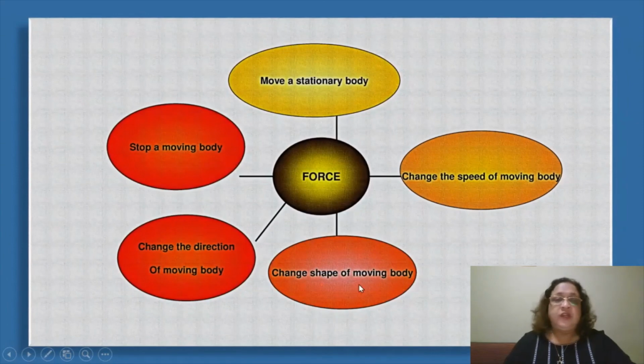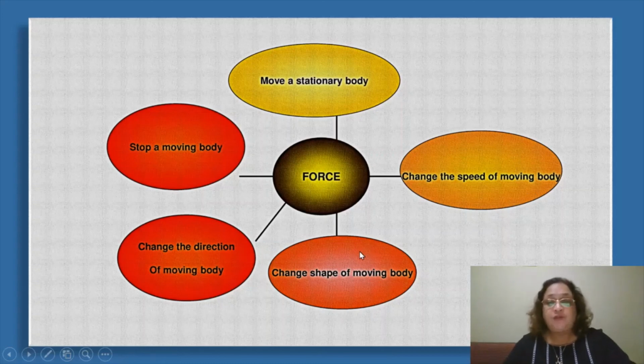And so we learn about force. The things that we learned are that force moves a stationary body or a body at rest. Force also changes the speed of a moving body. Force can change the shape of a moving body. Okay? It can change the direction of a moving body, and force can also stop a moving body.